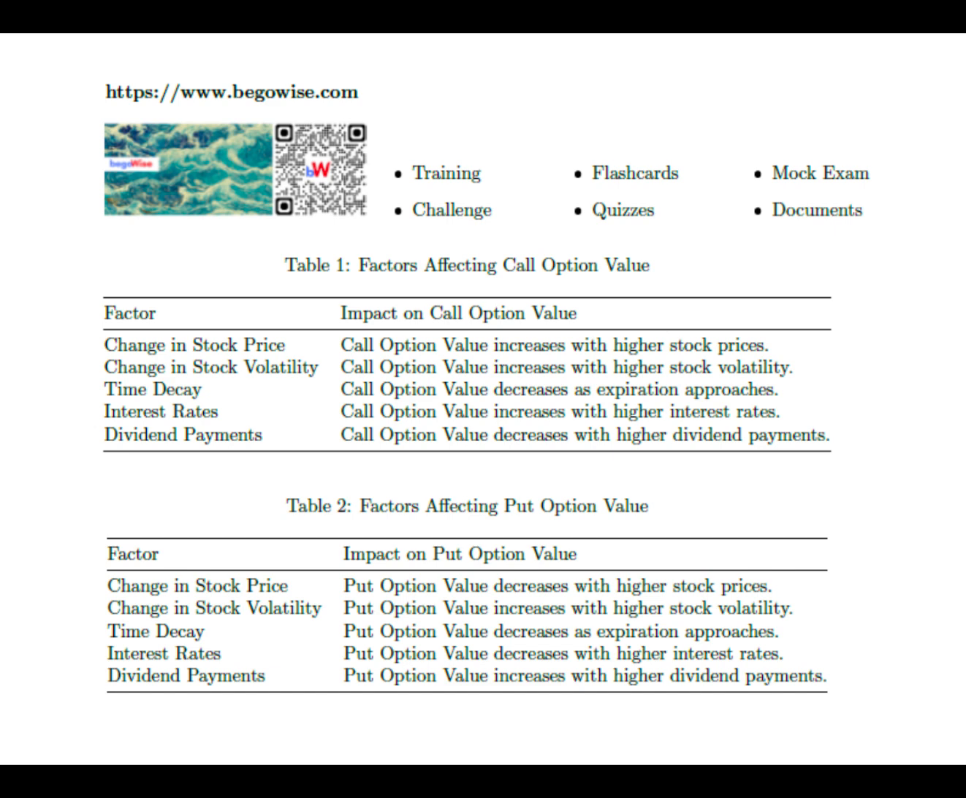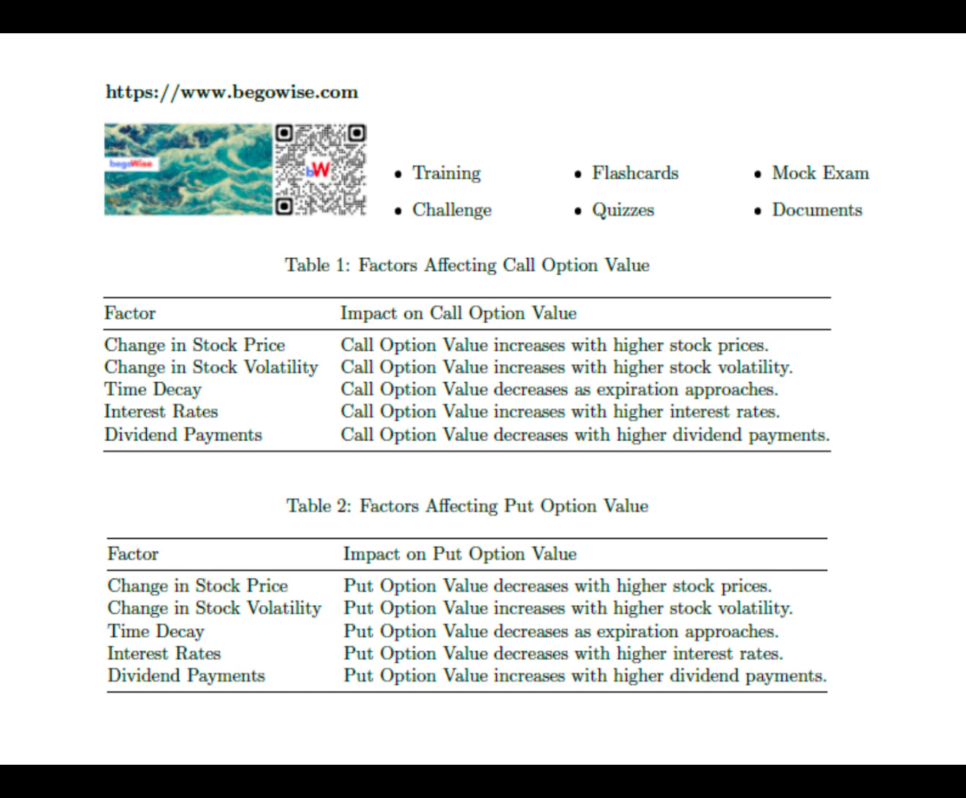For put options, 1. Change in stock price. If you have a ticket that allows you to sell a stock at a fixed price and the stock price goes up, your ticket becomes less valuable because you can now sell the stock for less than the current market price. So, as the stock price increases, the value of your put option decreases.